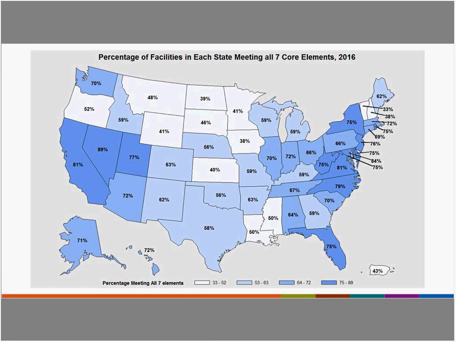For example, I'll draw your attention to West Virginia on this map. In the 2014 survey, they actually lagged well behind the national average, and now they're up to 75% of their acute care hospitals having implemented all 7 of the CDC core elements in 2016. They're actually a bit ahead of the national average. So some really encouraging progress in many different states.